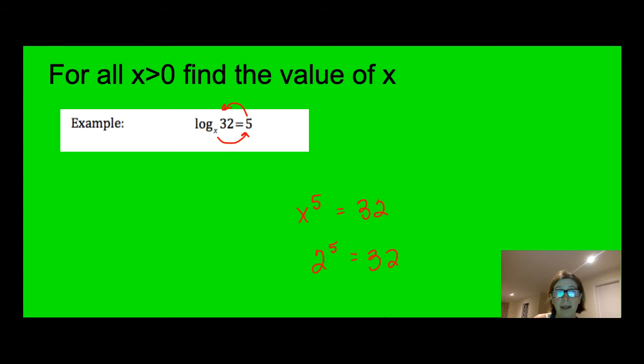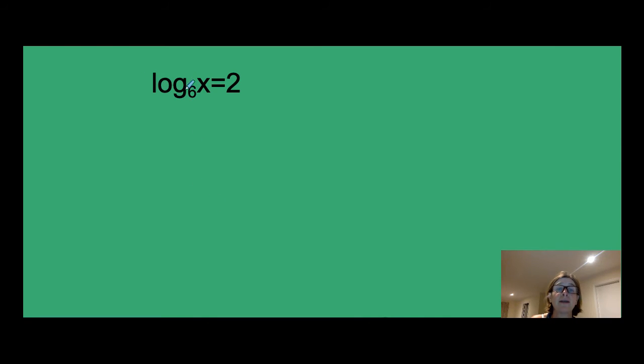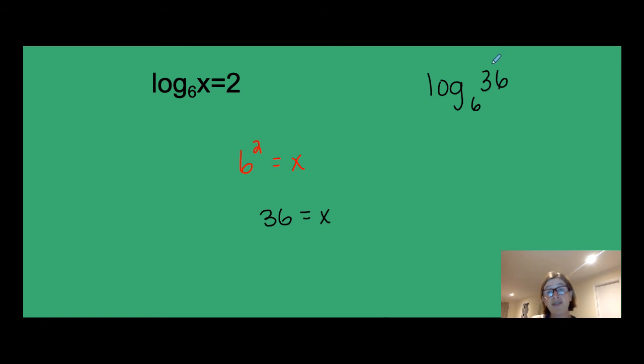A little harder. Log base 6 of x equals 2. So 6 to the 2 equals x. Actually, that's not harder. 6 to the 2 is 36. Equals x. So x is 36. Now let's write that separately. What if we just wrote it like this? Again, the definition of a log is 6 to what power would give you 36. And so you can see now that it is 2.